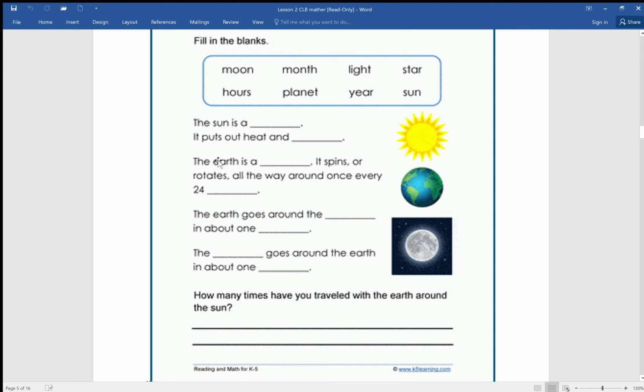What about the Earth? What is it? Yes, you're right. It's a planet. It spins or rotates all the way around itself once every 24 hours. Yes, that's a day on our planet. That's why a day is 24 hours. The Earth goes around what?